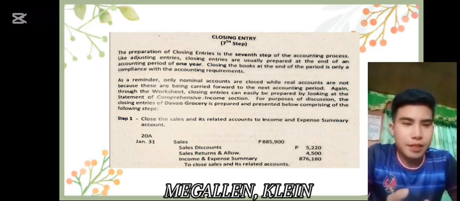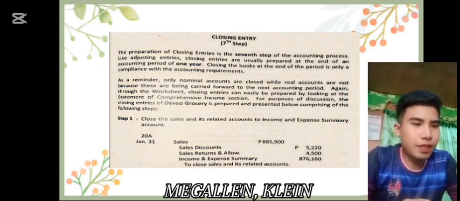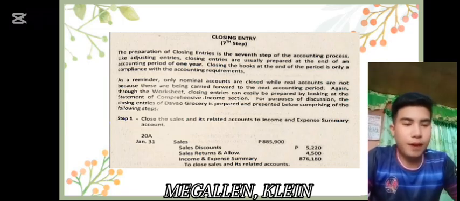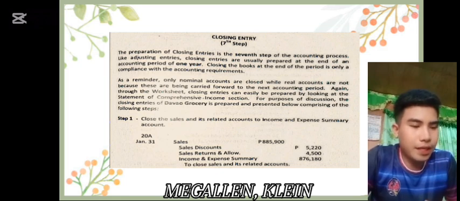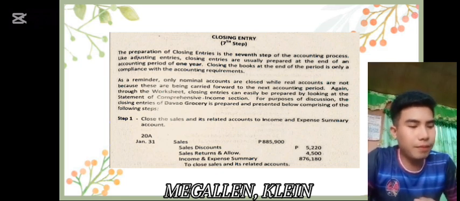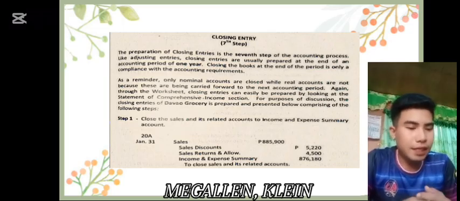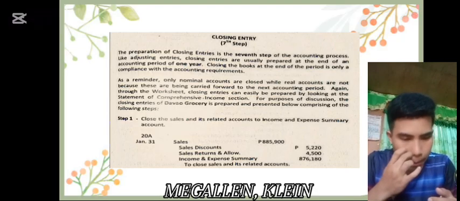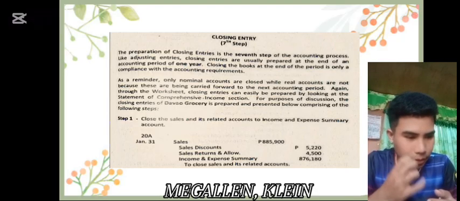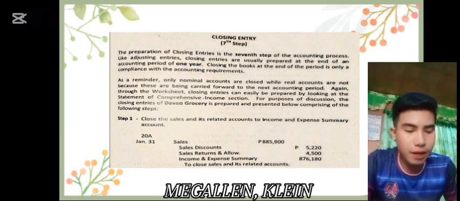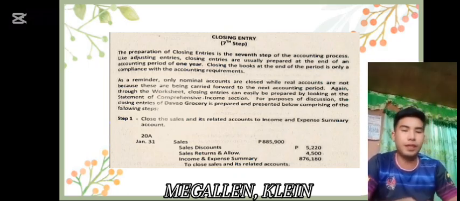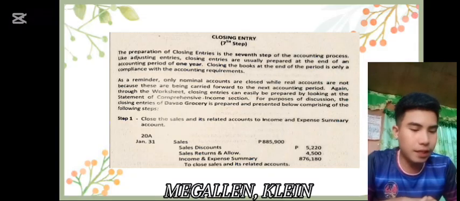The closing entries. The preparation of closing entries, the 7th step of the accounting process. Step 1. Close the sales and its related accounts to the income and expense summary account. Sample. January 31, the sales is 885,900 pesos, and the sales discount is 5,220, and the sales return and allowances 4,500. So deduction na nimo ang sales sa mga discount sale and returns, so the income and expense summary is 876,180 to close sales and its related accounts.